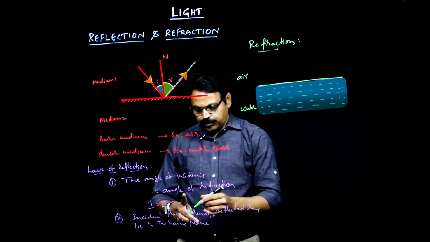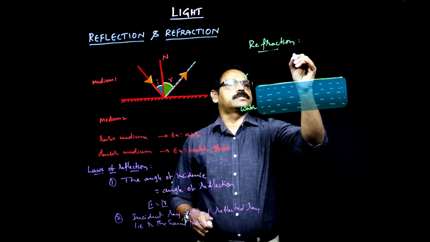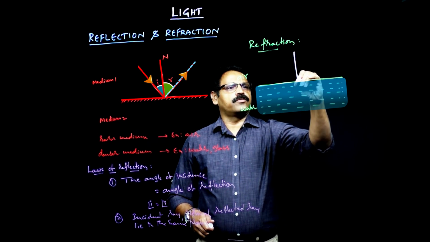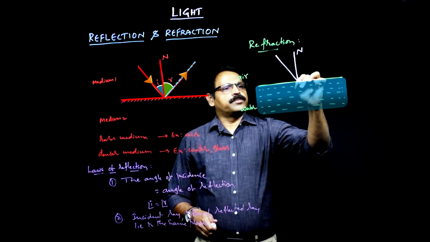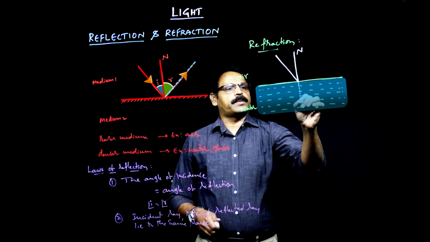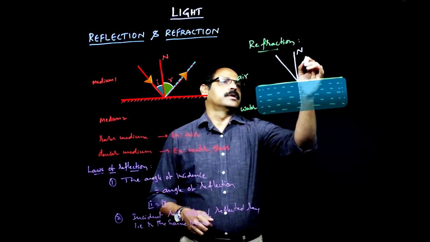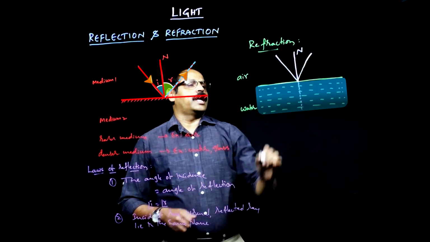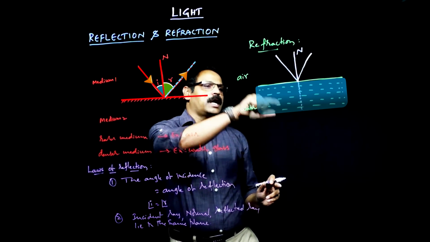This is the normal as usual. Normal you can draw like this. So the normal to the surface is this as usual. Now with reference to the normal, a ray is incident like this. Into the denser medium also you can take the normal. The normal is always perpendicular to the boundary, irrespective of whether it is rarer medium or denser medium. Then obviously a part is reflected here, because water is allowing the light ray to get in.